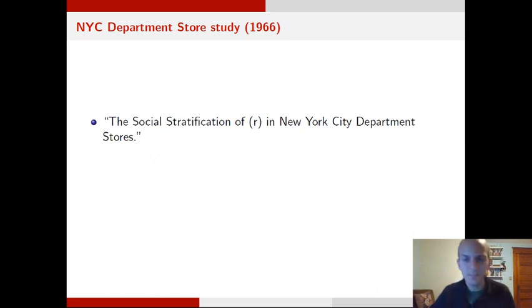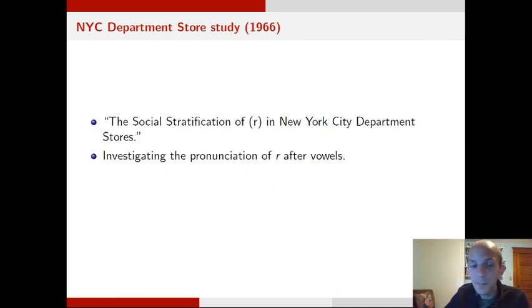So let's take a look at a study. It's a super famous study, probably the most famous sociolinguistic study there is. It's called The Social Stratification of R in New York City Department Stores, but more colloquially you'll hear it referred to as the fourth floor study, and we'll see why. This is a study done in 1966 by Bill Labov, investigating the pronunciation of R's after vowels, post-vocalic R.